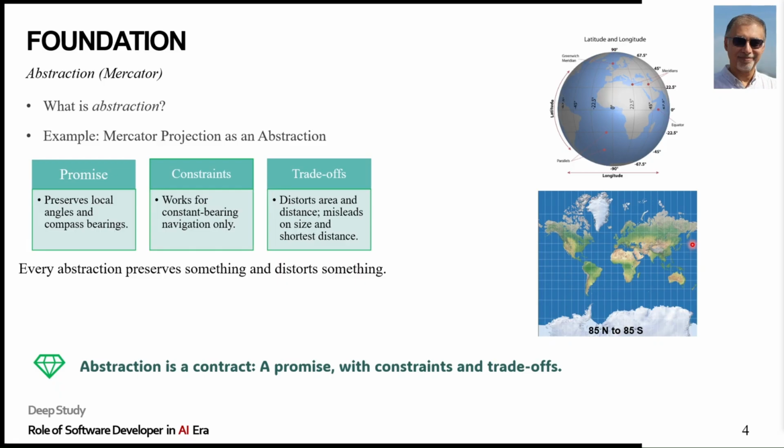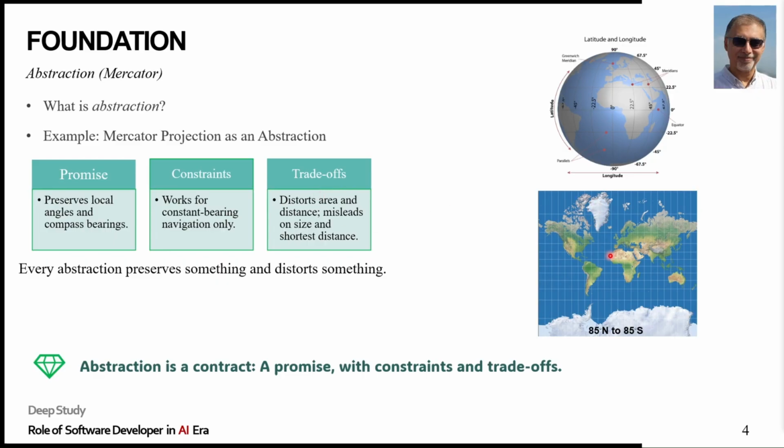Mercator created the projection whose promise is that it preserves angles and compass bearings. It lays out longitudes as parallel lines so a sailor can draw a straight line, set the single bearing, and follow it all the way. Its constraints: it only works for constant bearing navigation. Its trade offs: it distorts area and distances.